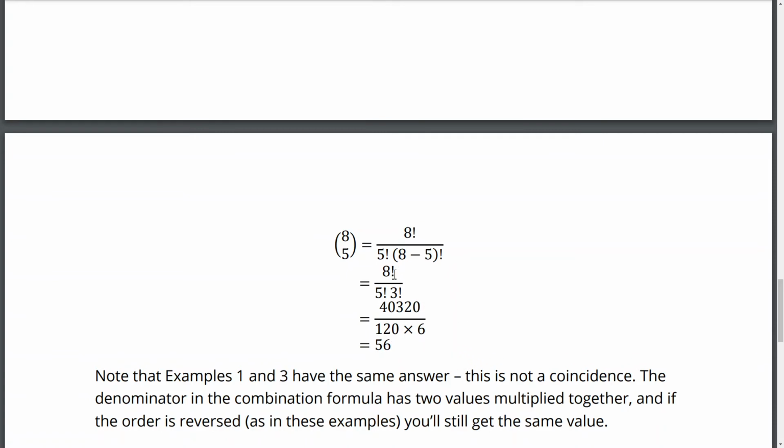You'll notice that choosing 5 out of 8 or choosing 3 out of 8 works out to the same thing. Those are just multiplied values, so it doesn't matter what order they're in, you're going to get the same answer at the end. And there's a good reason for this.